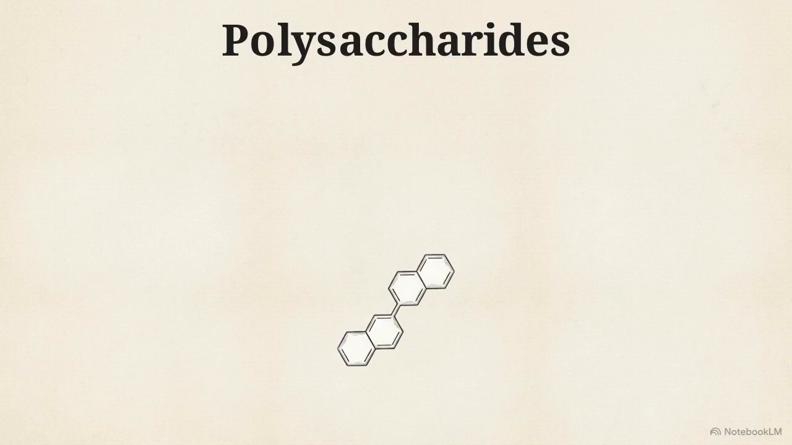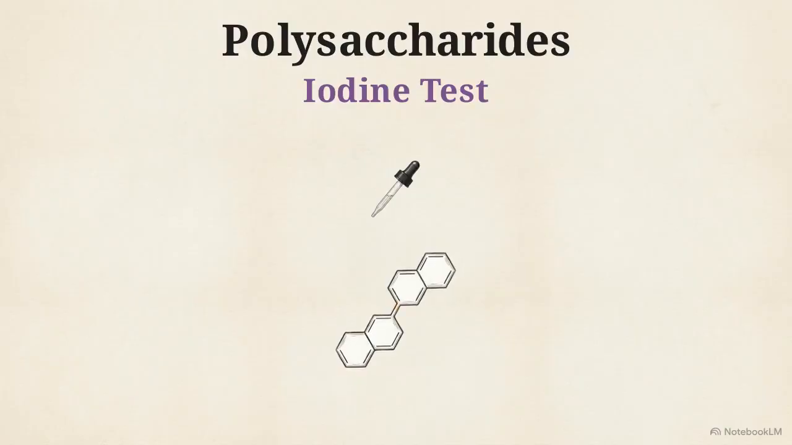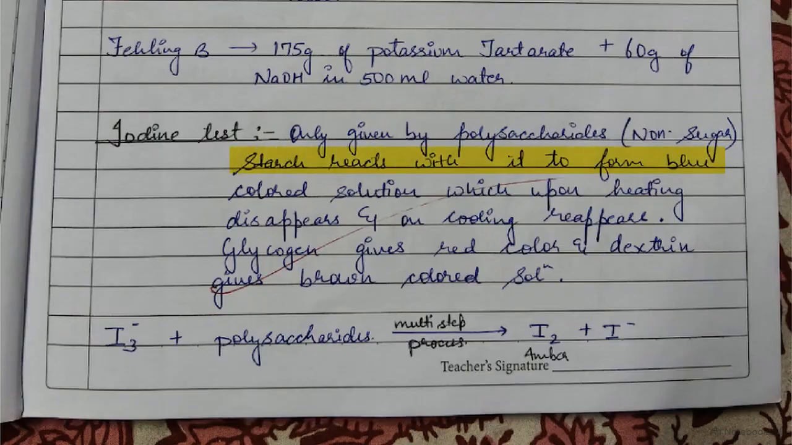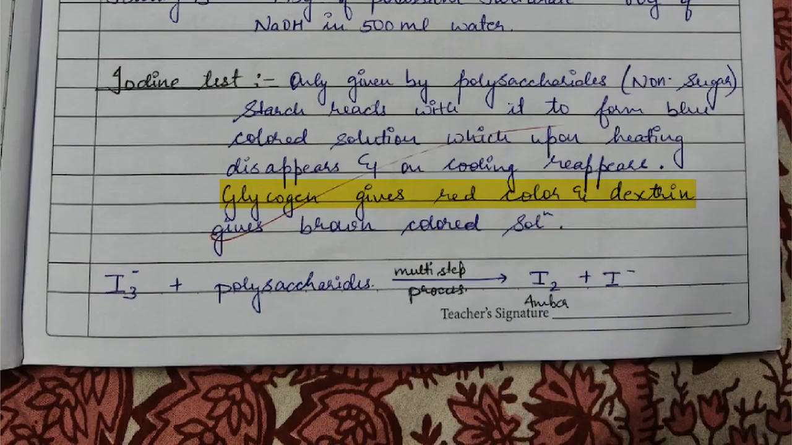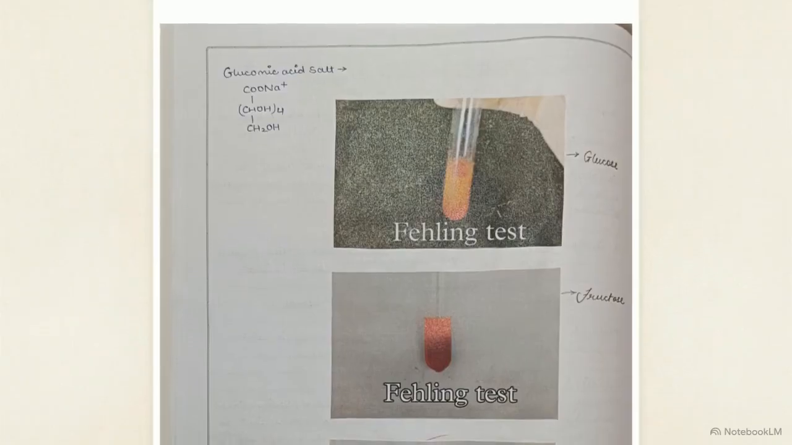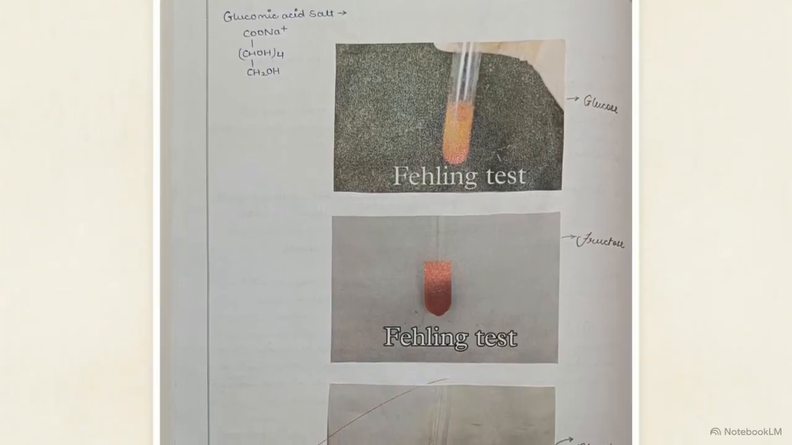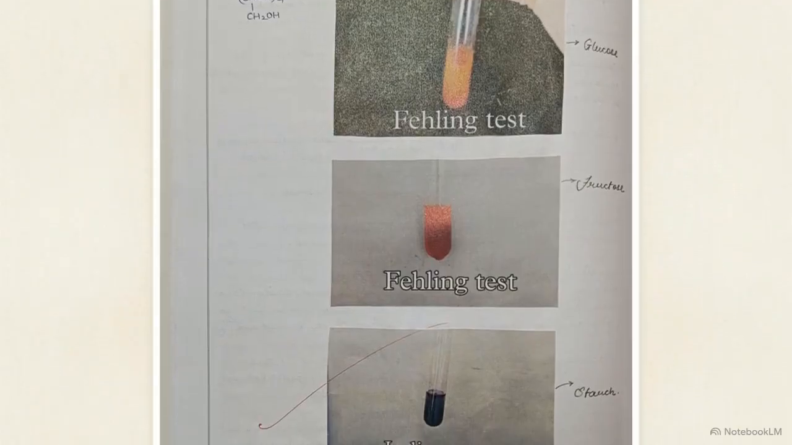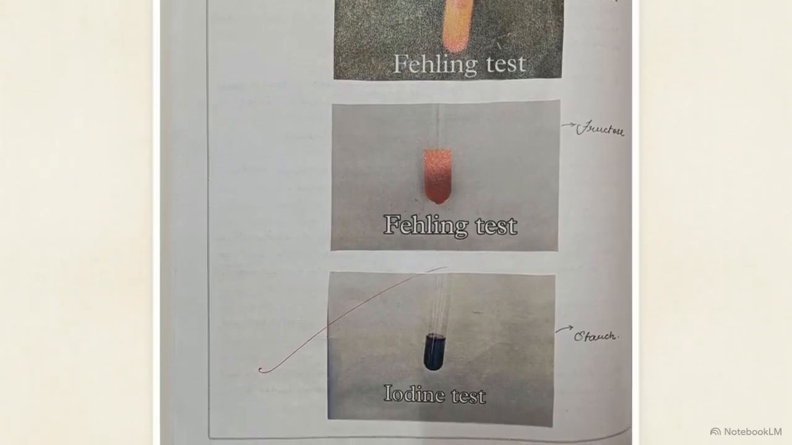To identify the complex polysaccharides that did not respond to the reducing sugar tests, we use the iodine test. According to these notes, starch reacts with iodine to form a deep blue-colored solution, which disappears when heated and reappears upon cooling. The test also differentiates glycogen, producing a reddish-brown color, and dextrin, yielding a brown solution. These specific color variations allow for the confirmation of complex structural carbohydrates that otherwise appear unreactive.